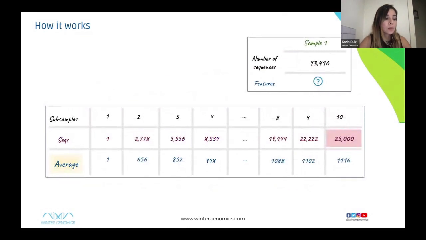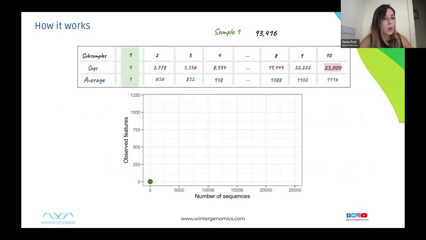As you can guess, with this data we can obtain an average of the number of features that the algorithm found in each subsampling process. With all of this, we can construct a rarefaction curve. So we will have everything we need to plot this curve for our samples. The number of sequences of each subsample is going to be on the x-axis, and the average number of features is going to be on the y-axis.